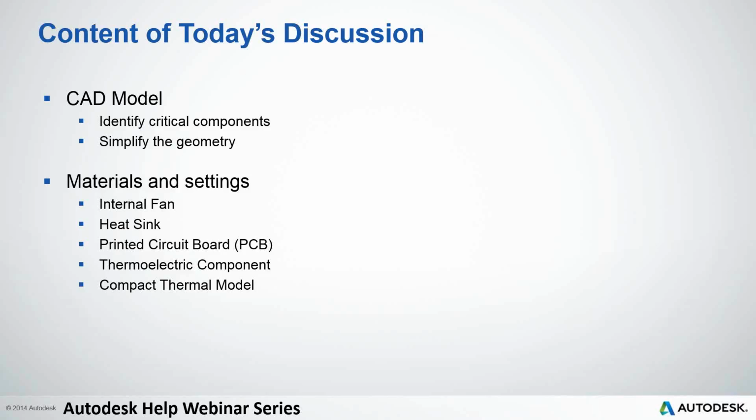For the second part, regarding the materials and settings, we go through some of the materials that we have in our database: the internal fan, heatsink, the PCB, the thermoelectric components, and finally the compact thermal model. We go through the material editor and see the different parameters that we have to take into consideration when defining these materials.